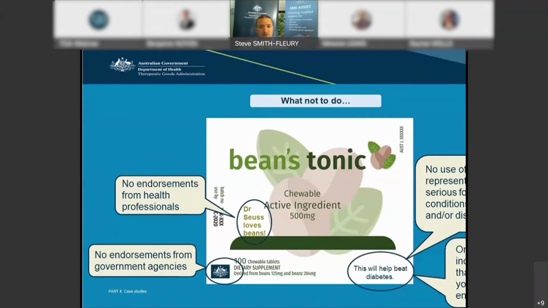The last breach here relates to the diabetes indication again. So you can't advertise an indication if it's not present on your ARTG entry. This indication wouldn't be allowed on the ARTG entry because it does contain that restricted representation, unless of course it did have prior approval for that. So this would be another breach here.